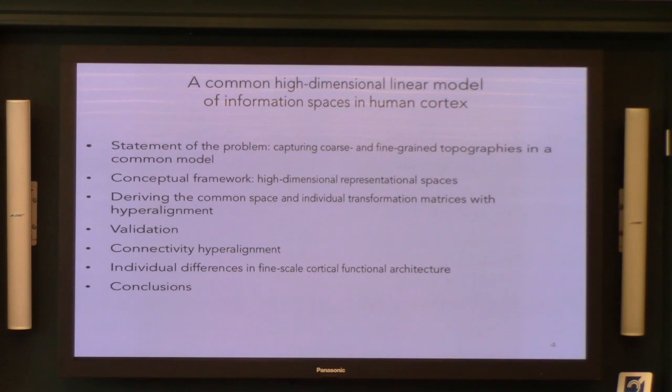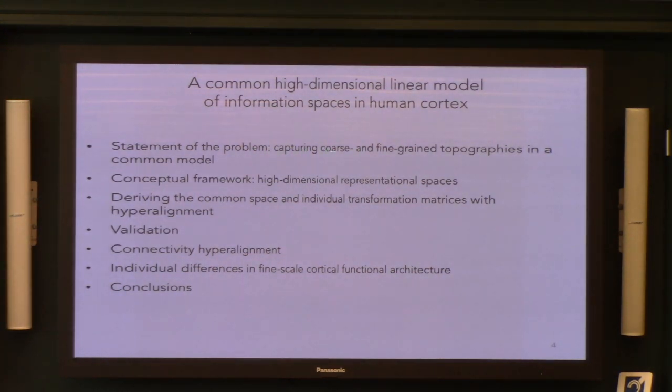So this is an outline of the talk. First I'm going to talk about what the problem is. The problem is that the topographies in cortex have coarse-grained structures. So these cortical areas, like visual areas V1, V2, V3, auditory areas, category selective areas for faces and places and things like that. But then there are fine-grained topographies that have a spatial frequency that's finer than that of cortical areas. And so can we integrate these into a common model?